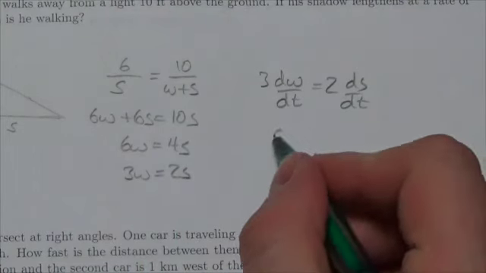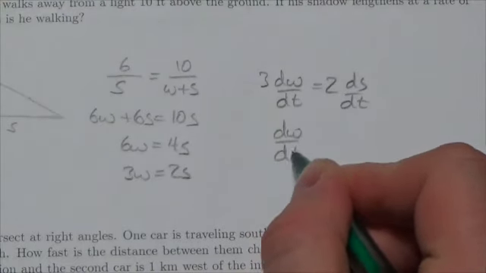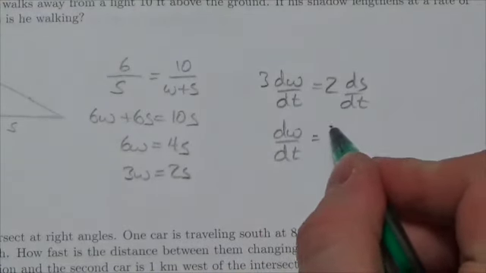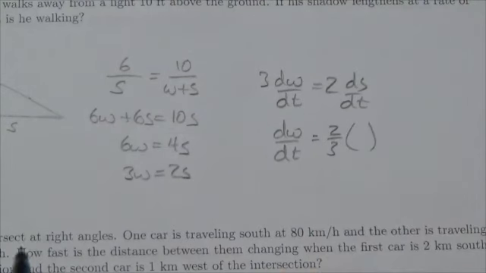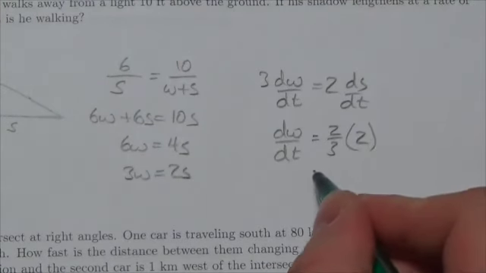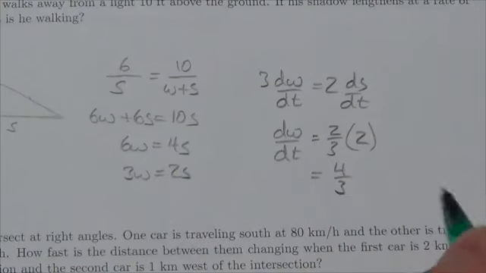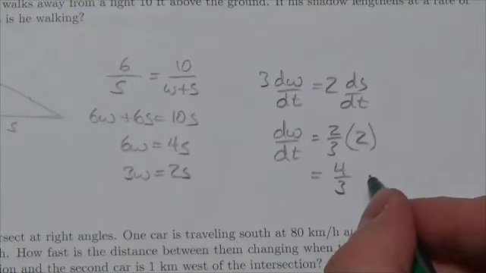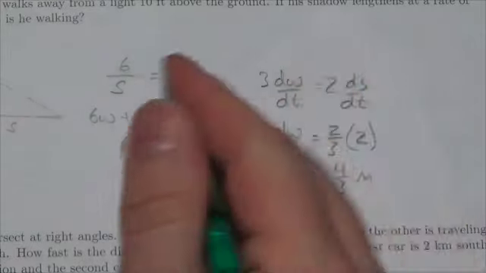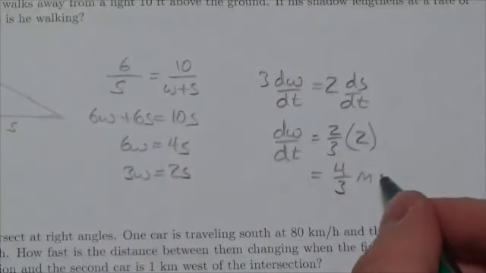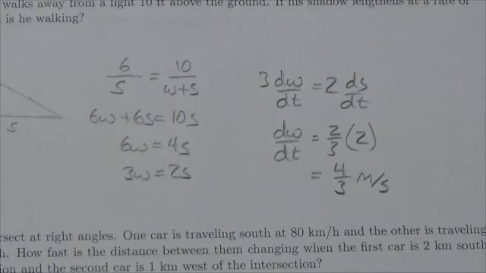Now I'm going to solve for dW by dt. That'll be 2 over 3, and we know that dS by dt is also 2. And so it turns out this is going to be 4 over 3. And assuming that the units didn't change for anything here, we're only given the 2 units here, I can assume that that is 4 over 3 meters per second.